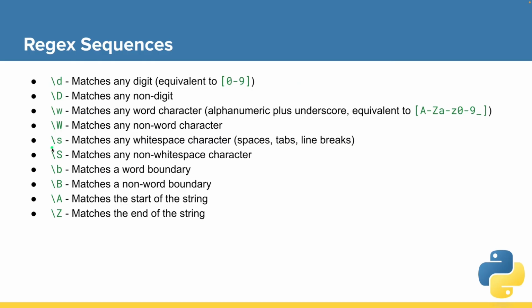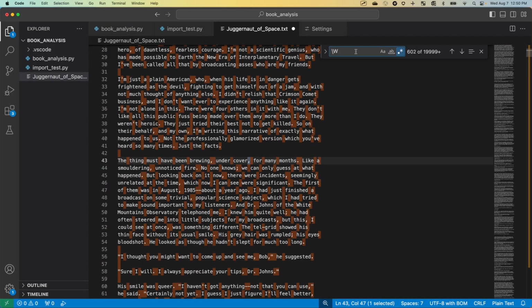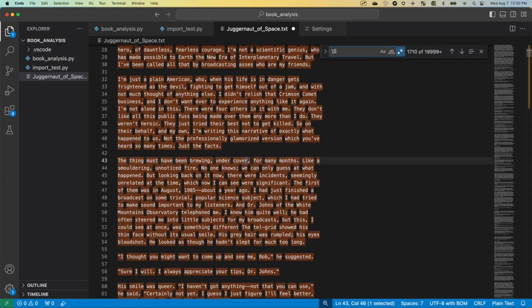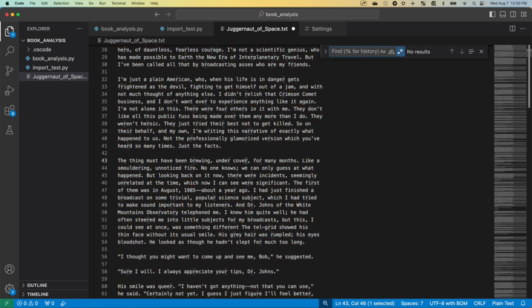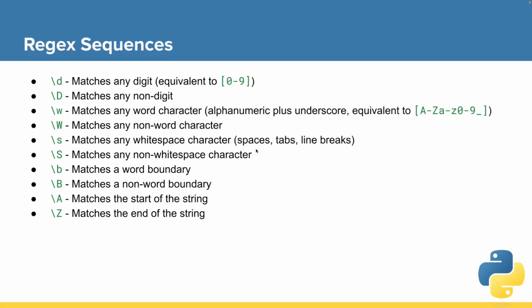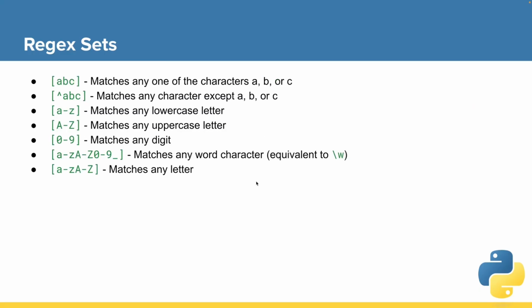Another one I'd like to highlight is \s, uppercase \S. We'll match any white space characters like spaces, tabs, or line breaks with the lowercase s. Or if we do the opposite, everything else. So those are some useful sequences with regex.